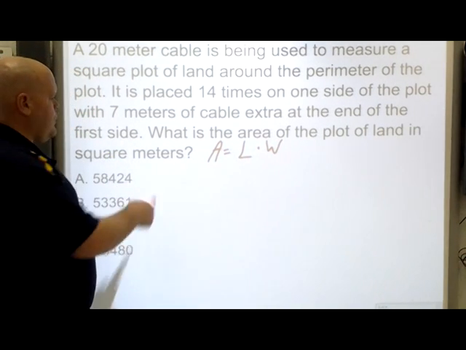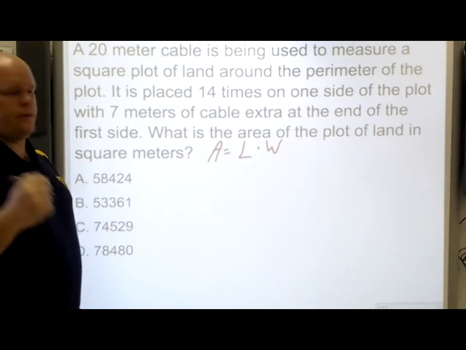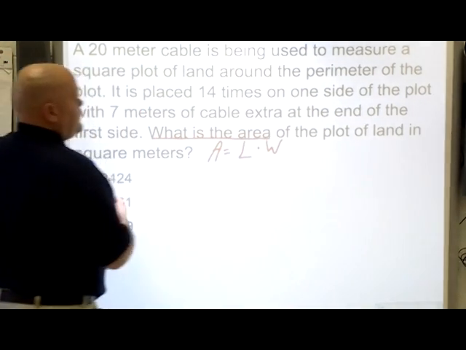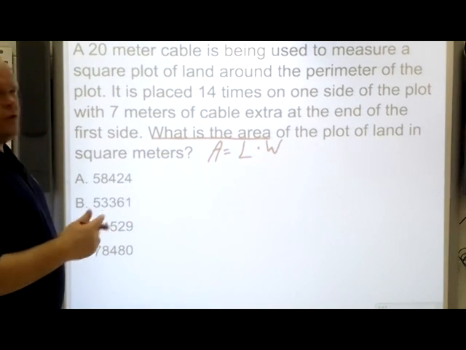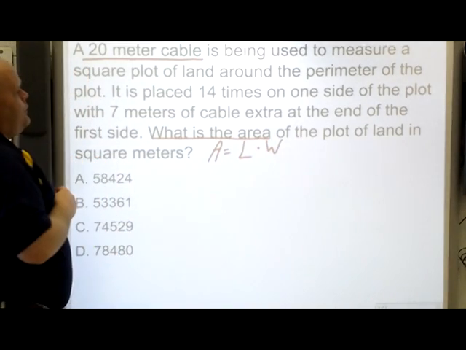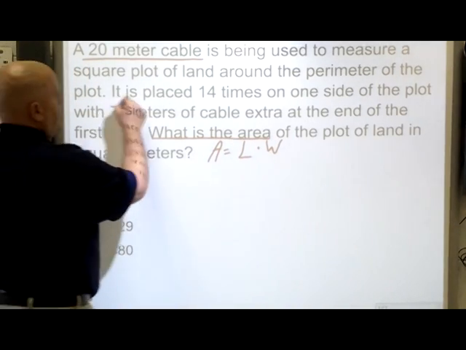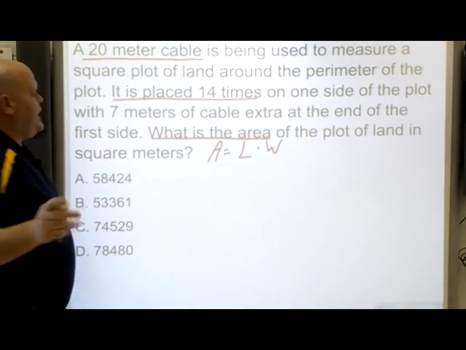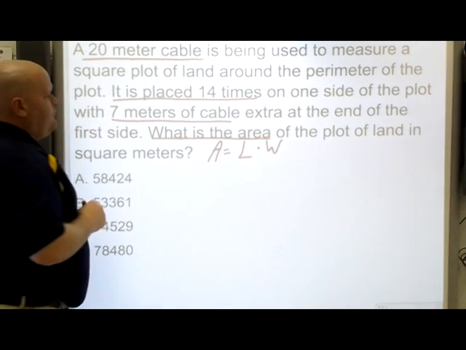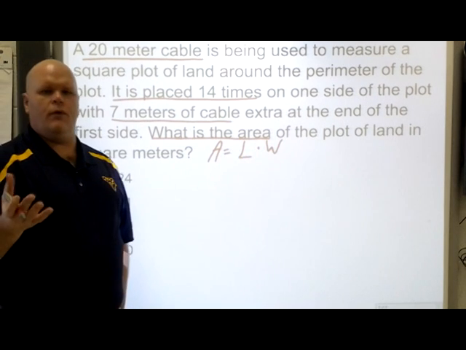First thing is we've got one question mark, which means we only need one answer. Okay, what's the question asking us? We're looking for the area. Okay, we established that. Important things within the problem. I'm using a 20-meter cable to measure my area width. Okay, it's placed 14 times on one side of the plot. Okay, and here is some important information. I have 7 meters of cable left over.